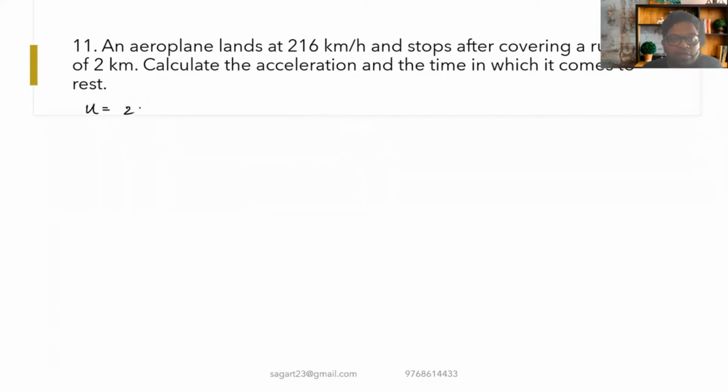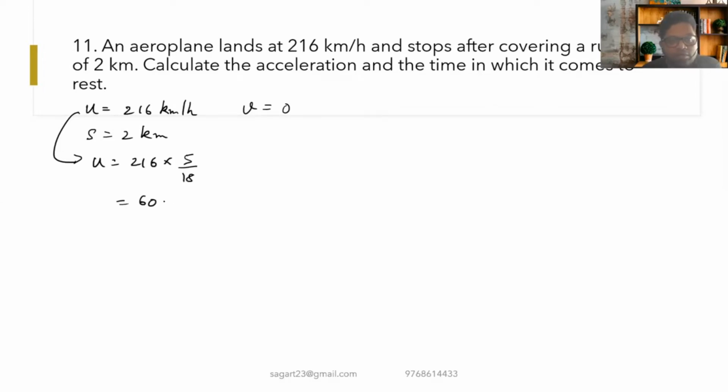The landing speed is 216 kilometer per hour and then it comes to rest. So v is equal to 0. Okay. What else they have given you? S is equal to 2 kilometers. So we can try finding the acceleration in, or if you want, we can convert it into meter per second as well. So if we try that, 216 into 5 by 18 will give 60 meter per second. Okay, and this will be 2000 meters.